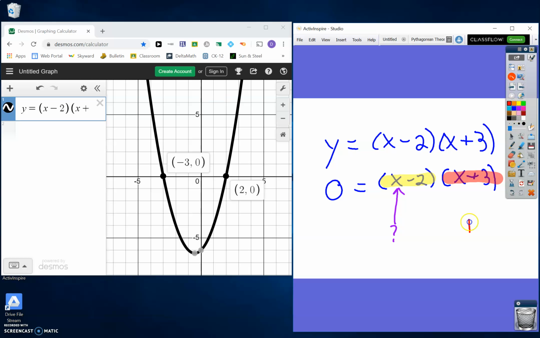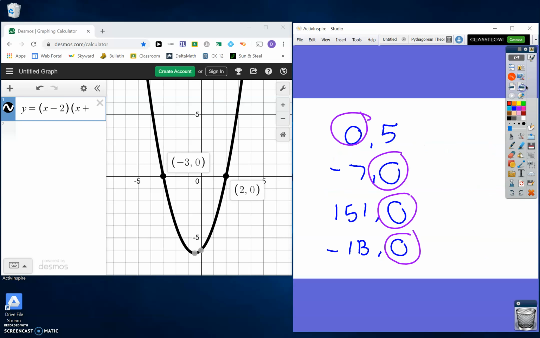Well, what's the other way to get 0? Well, if this whole red part is 0, what does x have to be? Well, it's going to have to be -3. So that's what you figured out over here when you looked at the graph, it crossed at -3. So what you found out, looking at the equation, was that either x was 2 or x was -3 in order to get 0.